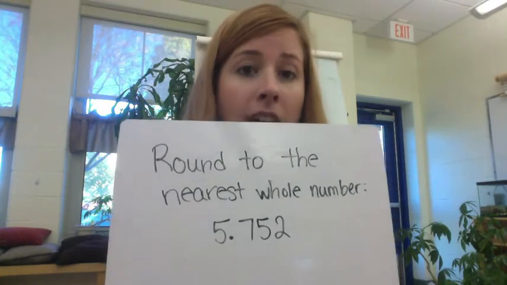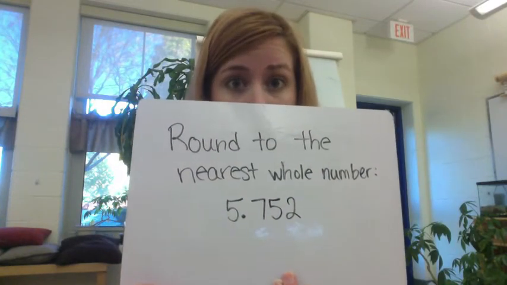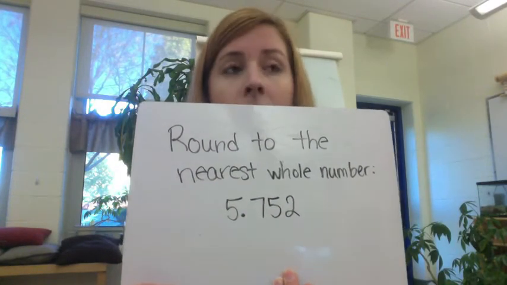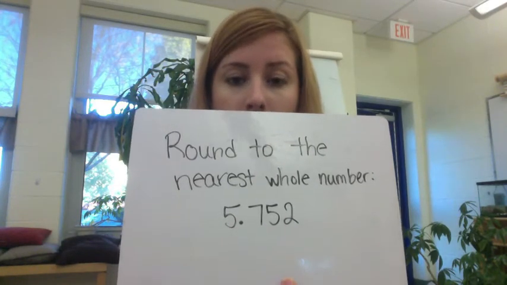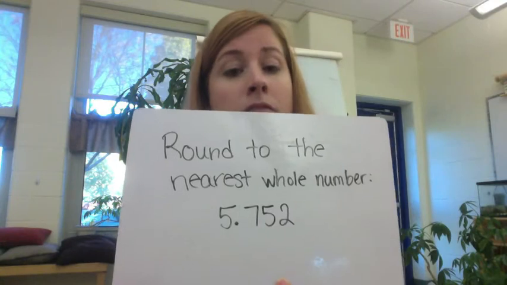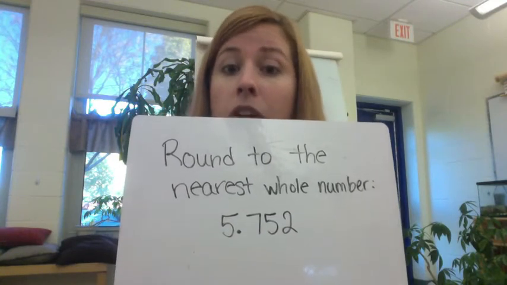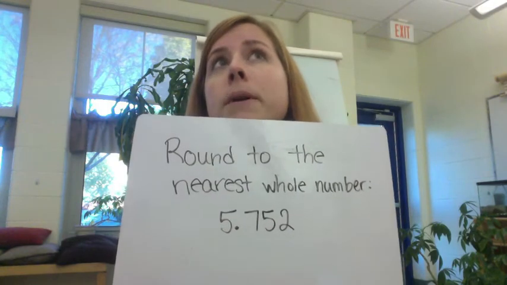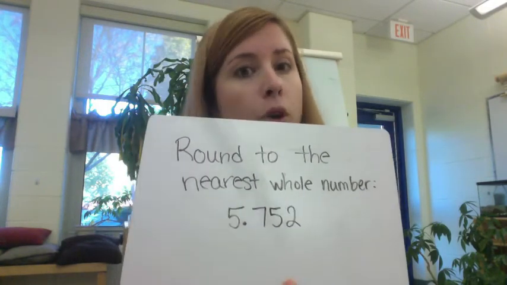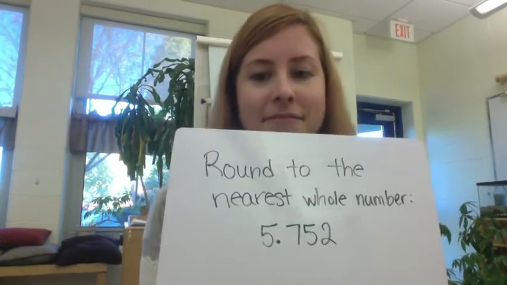Let's try one more example. Here we have round to the nearest whole number: 5 and 752 thousandths. Pause the video, try it for yourself. Remember, what place do they want us to round to when it's whole number? If you don't remember, go back to that part of the video again.